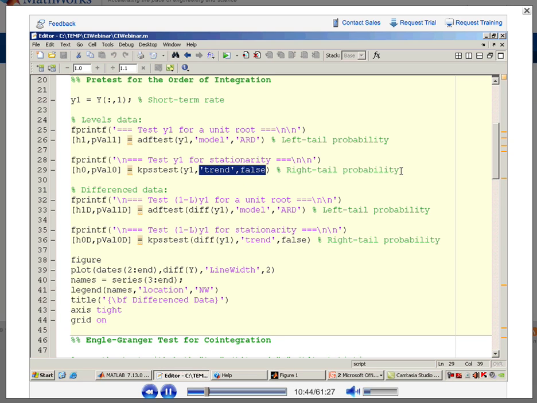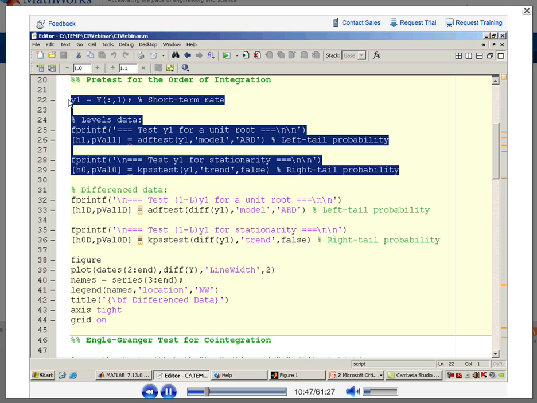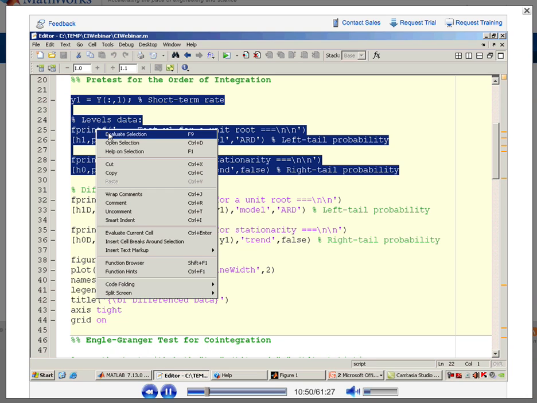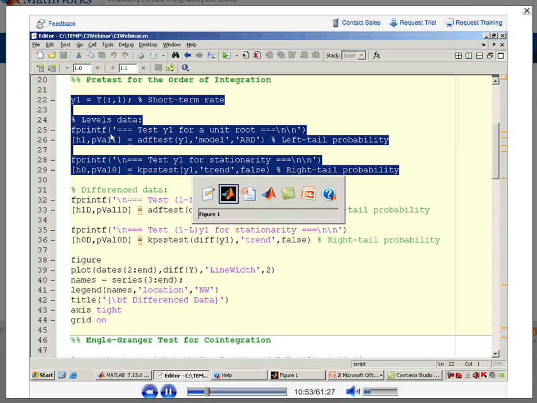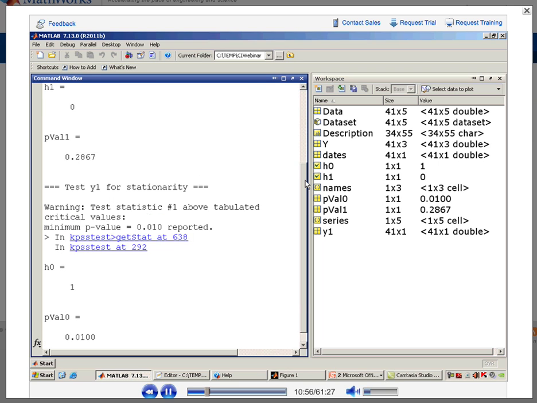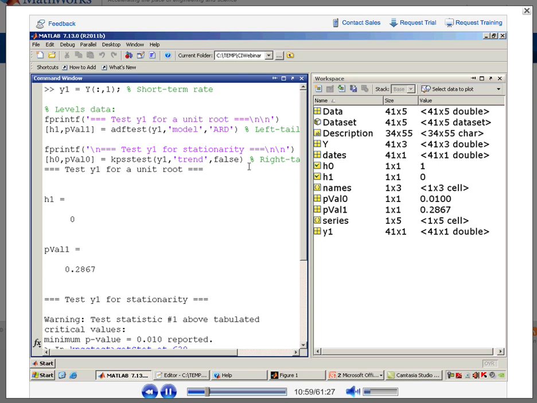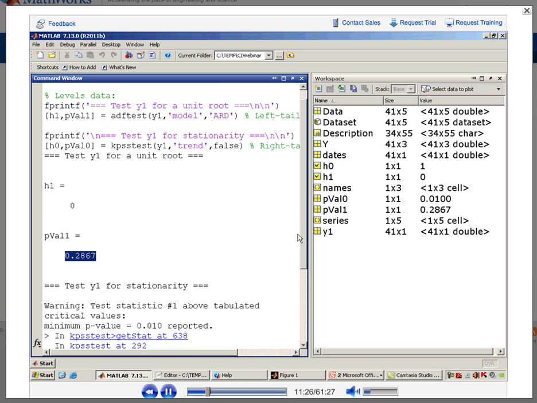Okay, so let me just run this section of the code here where I strip off the variable and run these two tests, and we'll take a look at the results here in MATLAB. And you can see that for the test for a unit root, we get a 0 for a result. That means we fail to reject the null hypothesis. Remember, the null hypothesis is unit root, so there's evidence for a unit root. And you can see that the p-value is about 29%, quite a bit above the default 5% significance level that we set for these tests. You can adjust that significance level to whatever you want.